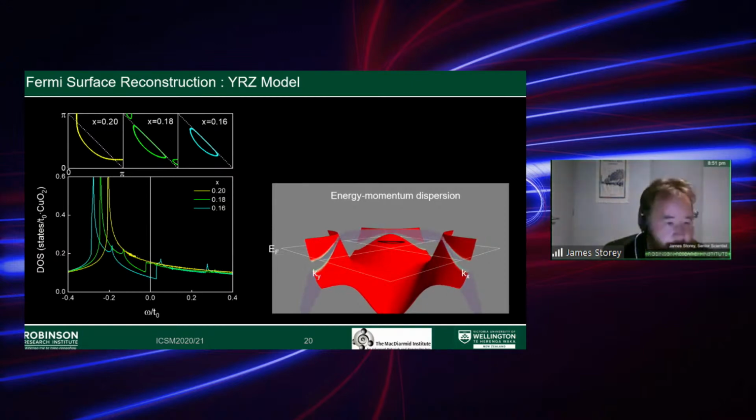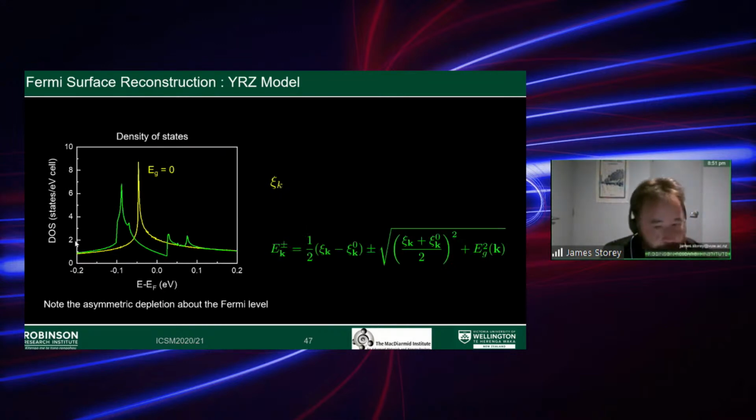sorry, I'm jumping around a bit. 47 is the slide I want. Whenever you have this reconstruction that takes this form, this can be the YRZ term, or it can be K plus pi pi. You will get this sort of asymmetric gap, even in a charge density wave case also.